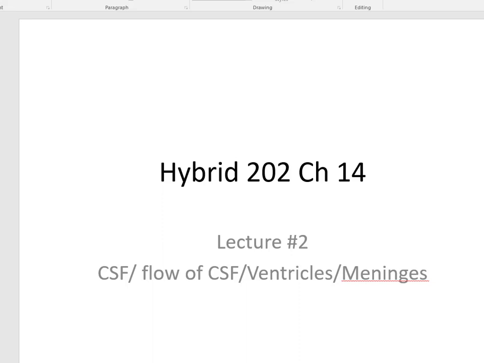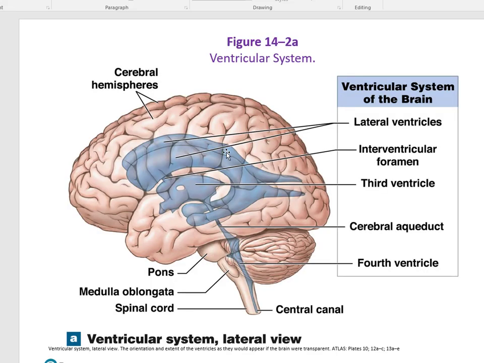This is chapter 14, lecture number 2. We're going to look at cerebral spinal fluid, flow of the cerebral spinal fluid, the ventricles of the brain, and the meninges of the brain. So the first thing we're going to look at are the ventricles.